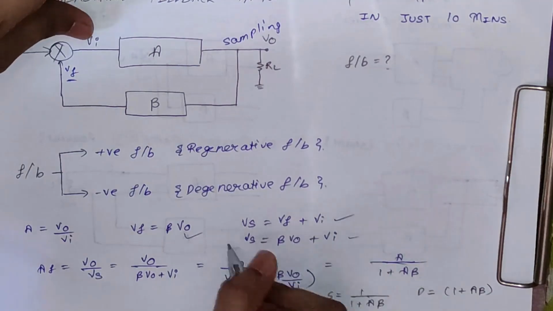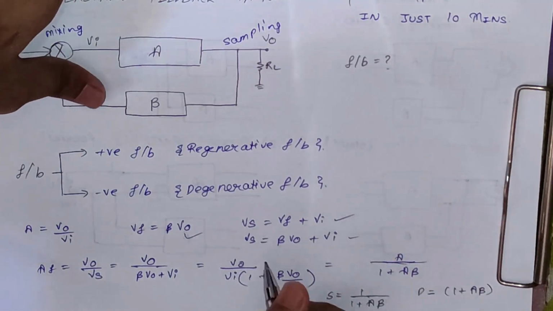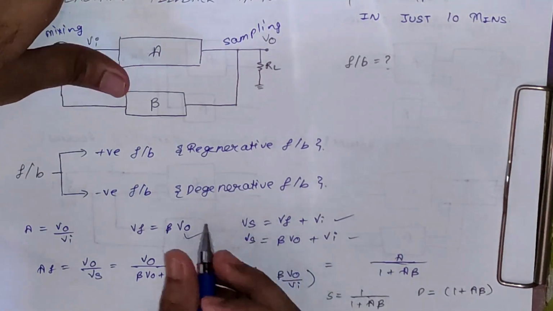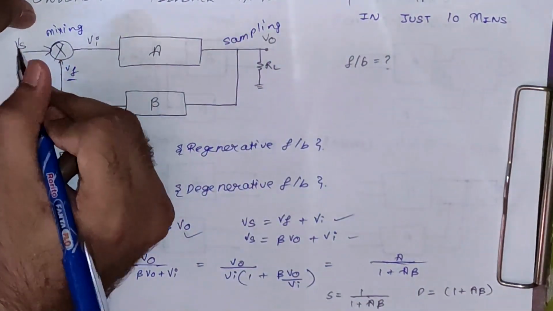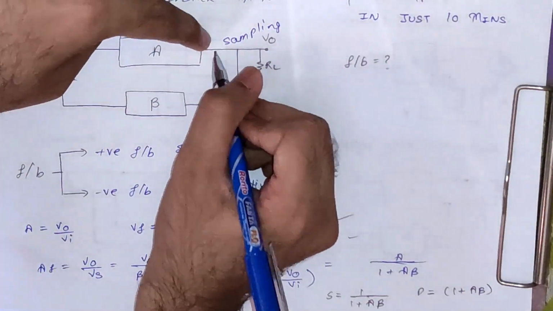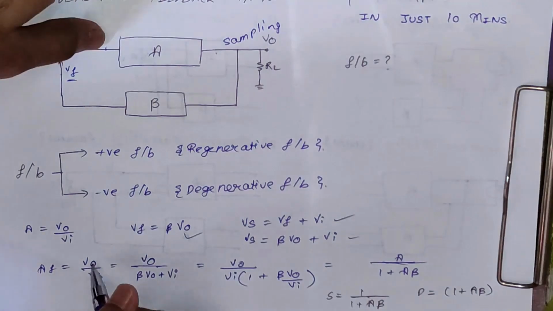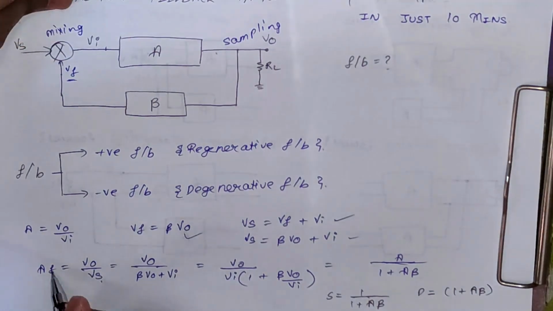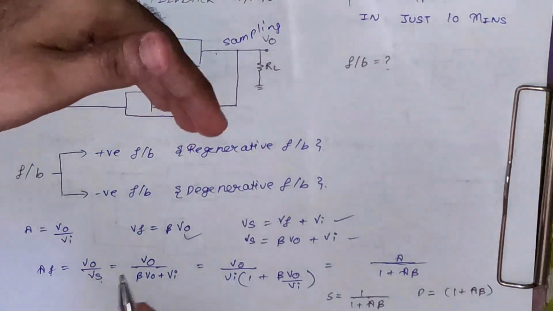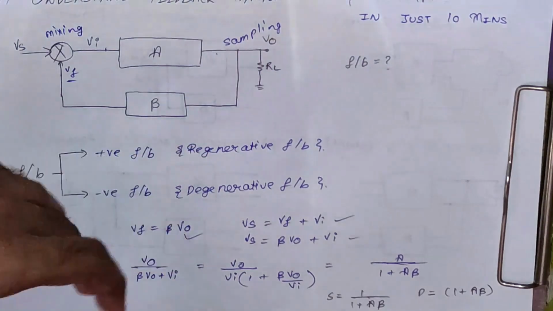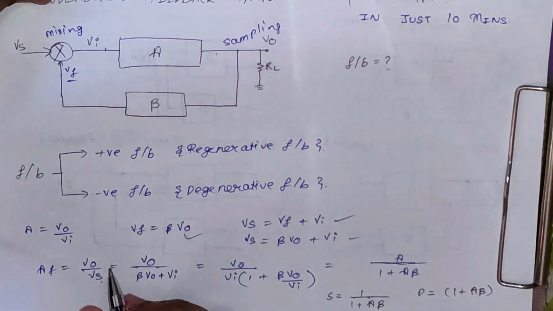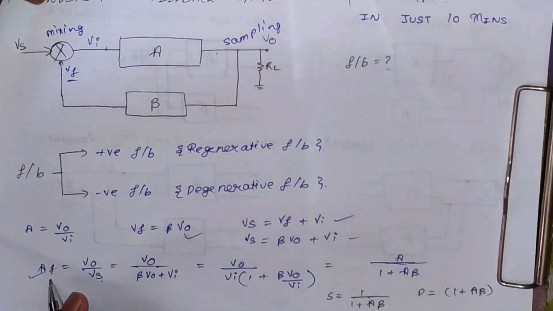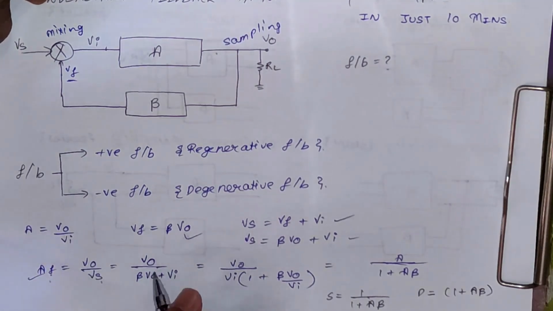Okay, so now we have this equation, and we know for the closed loop gain the formula is output upon input. For open loop gain it will be this output upon this input. So we have Vo by Vs as the formula of closed loop gain, and since both the output parameter and input parameter are in terms of voltage, this gain can be said to be voltage gain, which will be equal to Vo upon Vs.